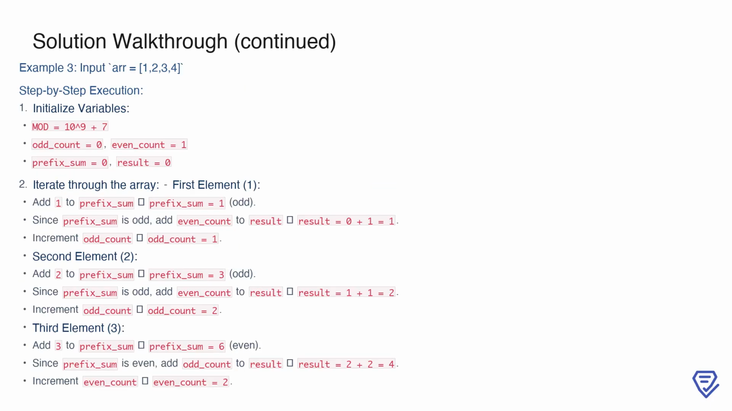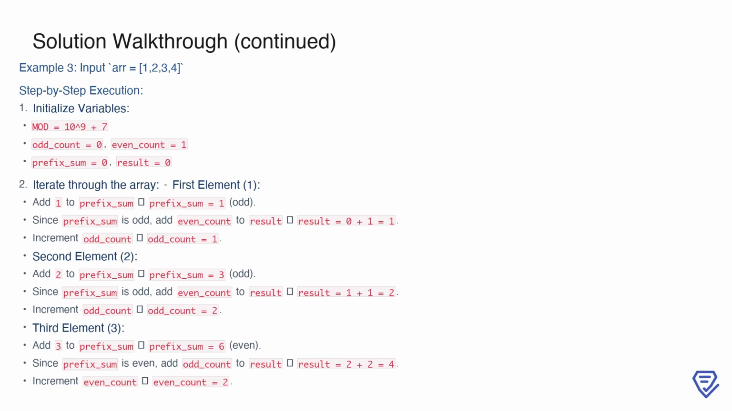Now, let's analyze a third example where the input array is 1, 2, 3, 4. As usual, we begin by initializing the necessary variables. Mod is 10^9 + 7, odd_count is 0, even_count is 1, prefix_sum starts at 0, and result is initialized to 0.